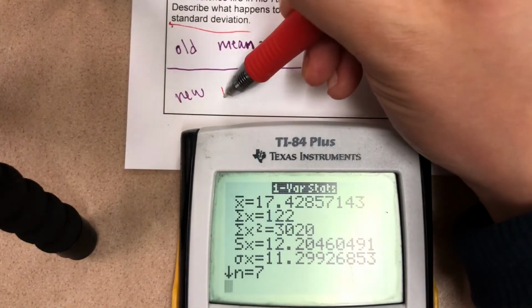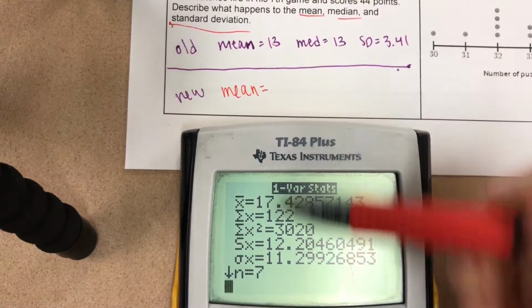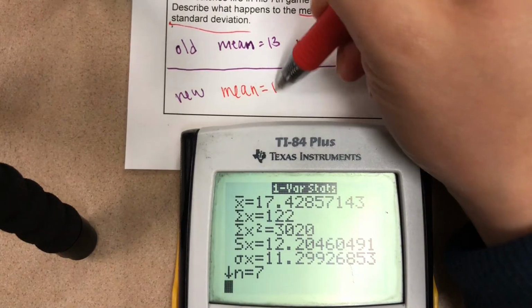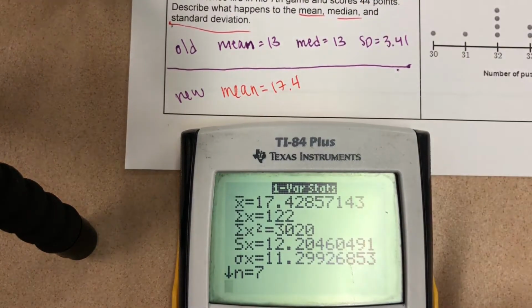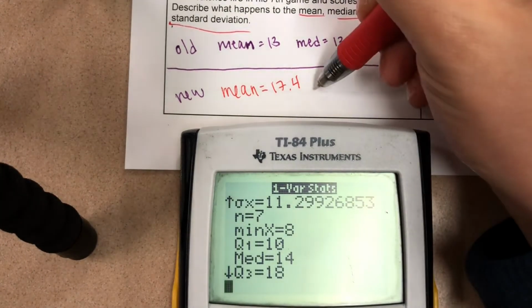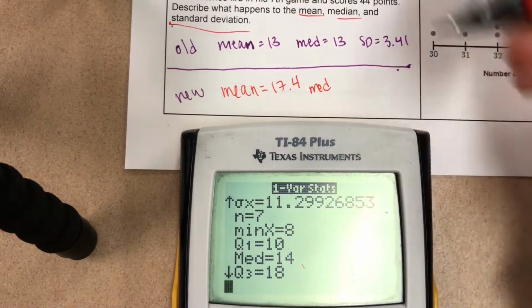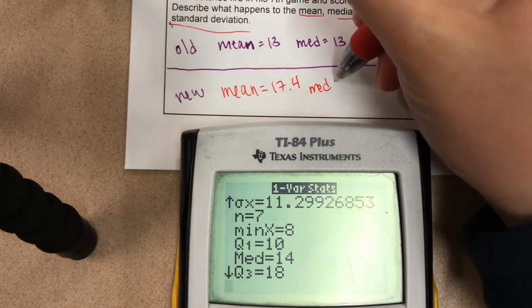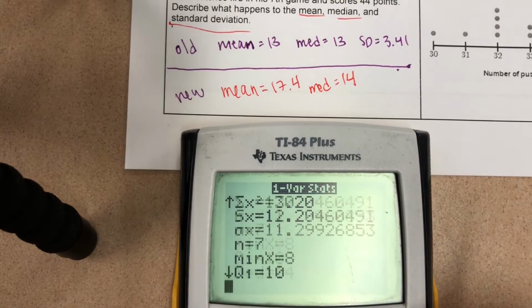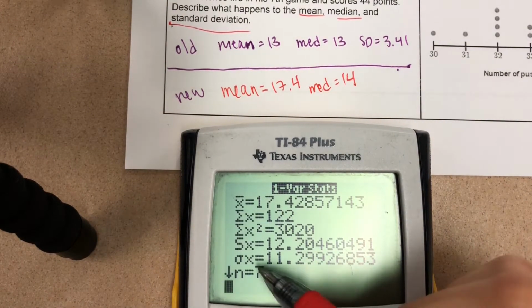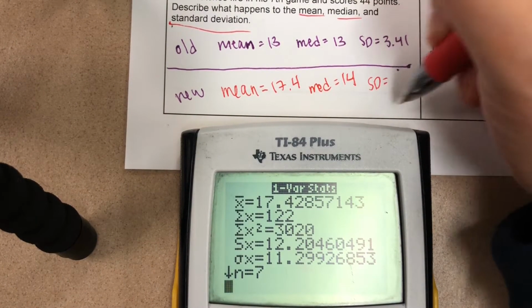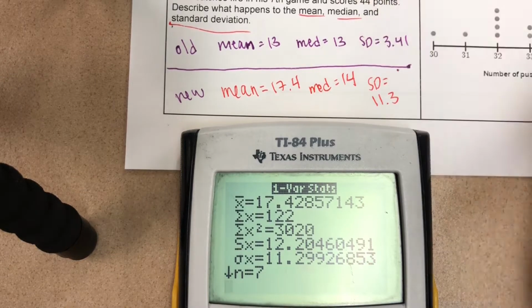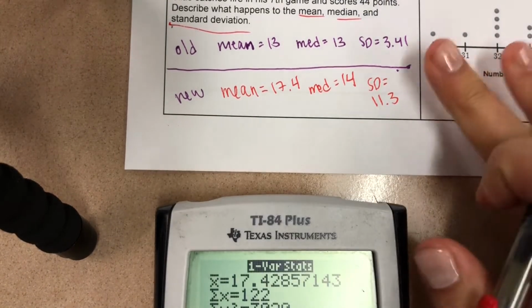My new mean is the X with the bar on top, so that's 17.4. If I go down to my median, my new median right here is going to be 14. And then if I go down to my standard deviation, sigma X, it is 11.3. So it's basically just asking you, how do these compare?